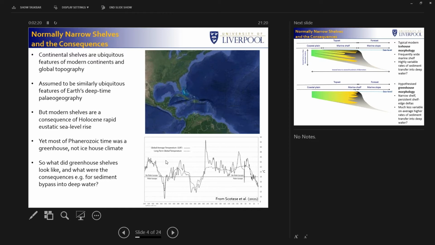But basically, a lot of that wide width is a consequence of very rapid Holocene glacial-eustatic sea level rise. Now, we know from paleoclimate reconstructions, with which there's a fair bit of uncertainty, but we've still got a pretty good idea, that the icehouse setting we've had for the last 2 million years or so is relatively rare. It's not happened that much through Phanerozoic time. So this raises the question: what did greenhouse shelves look like? What did these shelf settings look like when the climate was much warmer, when sea level wasn't going up and down at the same kind of rate?